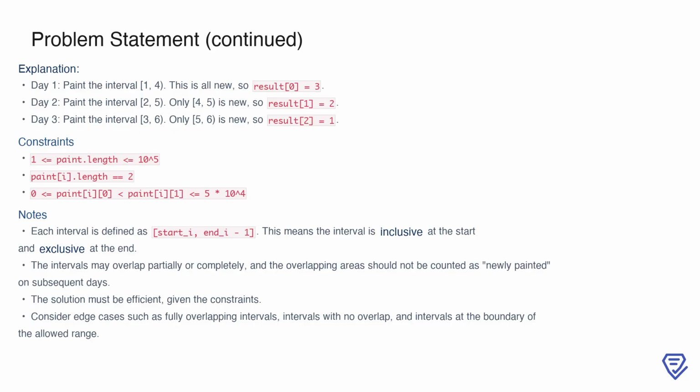On day 3, we paint the interval [3, 6], but the section [3, 5] is already covered, leaving only [5, 6] as new, so the result for day 3 is 1. The output for this example is [3, 2, 1].